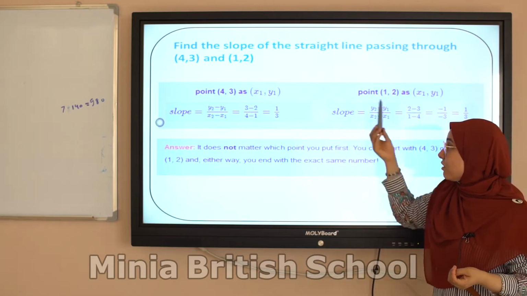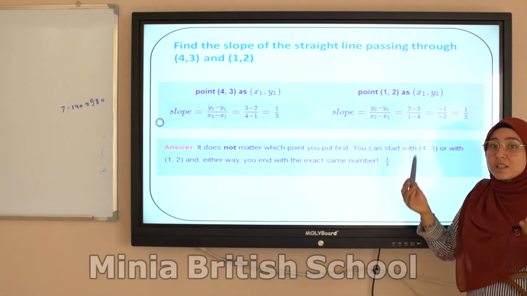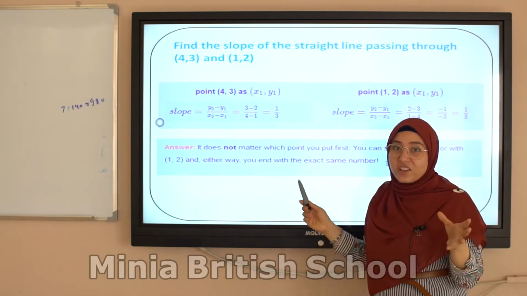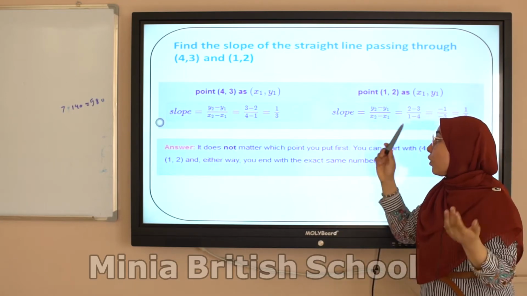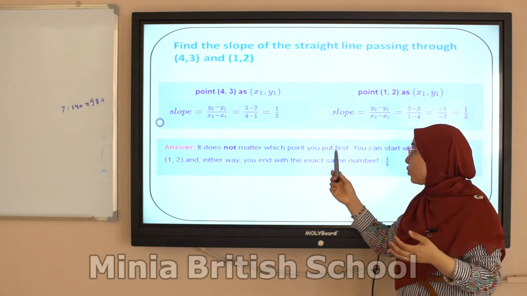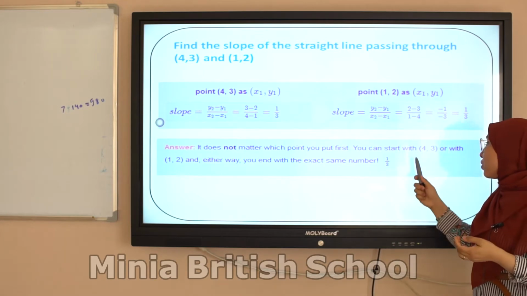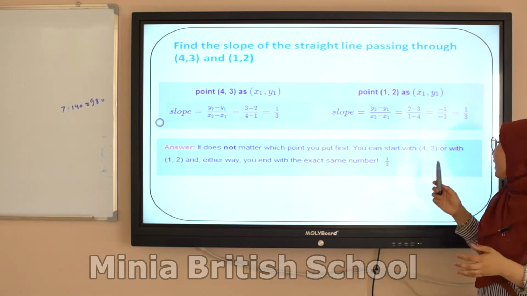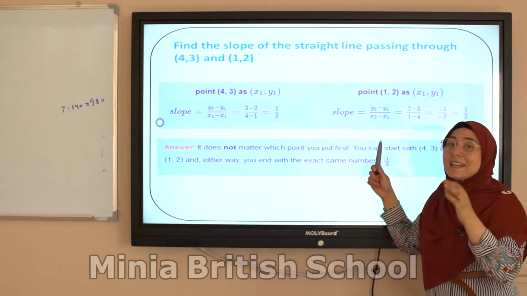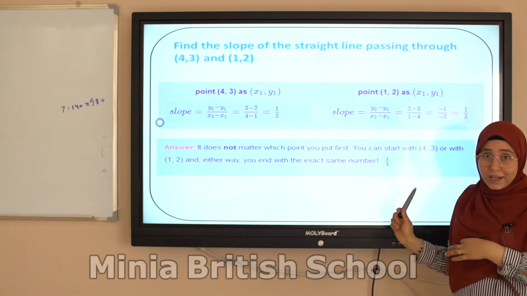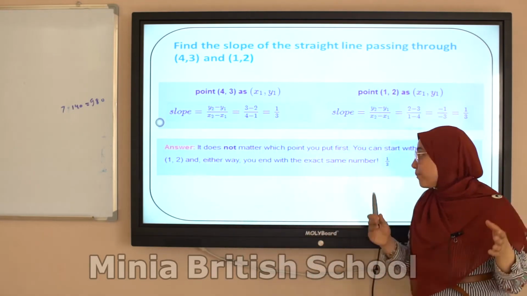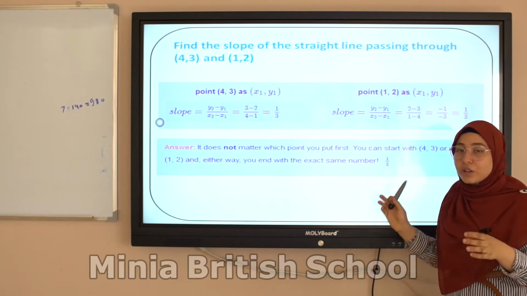In the two methods here, I have the same answer. The slope equals the same result. So the value of the slope doesn't change, whichever point you put first. You can start with 4 and 3, or with 1 and 2, and in the end you have the exact same number for the slope, okay?